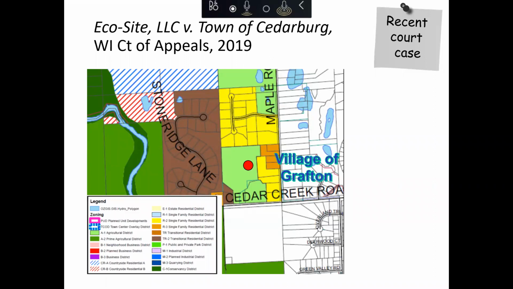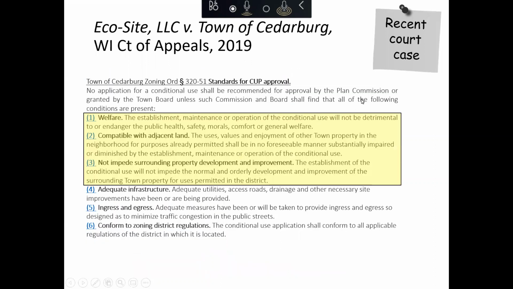The proposed tower site is surrounded by land zoned as residential. So the yellow, the orange, and the brown is all residential property. This site is in Ozaukee County. So the town of Cedarburg in its zoning ordinance lists 6 standards for CUP approval. The town board voted to deny the CUP because it did not meet the 3 CUP standards highlighted in yellow.